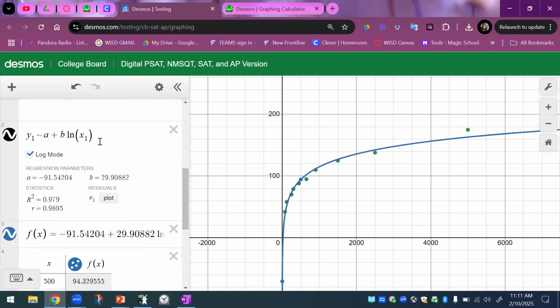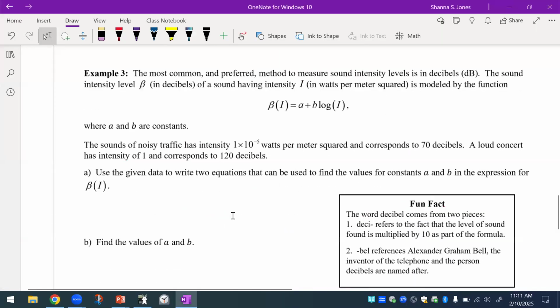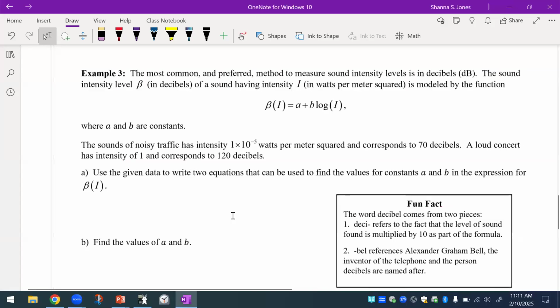All right, so we're good with natural log regression. Yes? All right. It wasn't terrible. All right. So now we're going to move on.